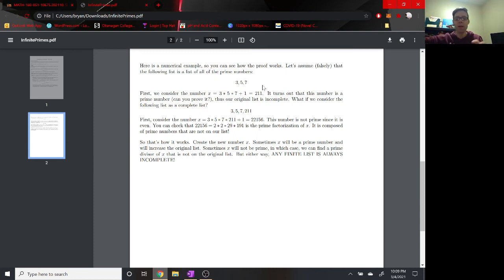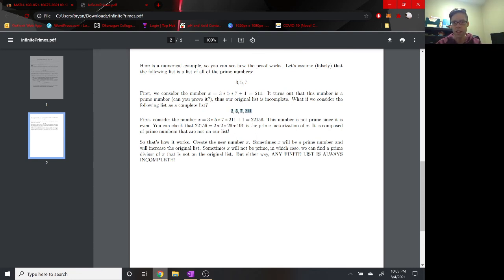And most of the time, this new number that we get is a prime number that's actually not on our original list. So we get this new number, 211. It turns out that 211 is a prime number that wasn't on the original list, so our original list was not complete. And it turns out you can just kind of keep doing this over and over again.